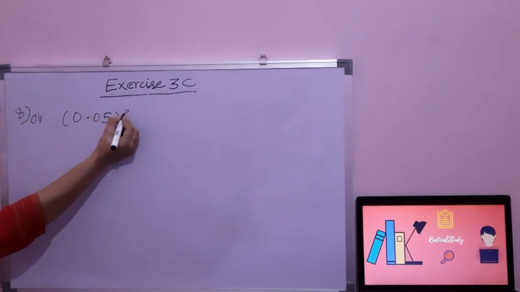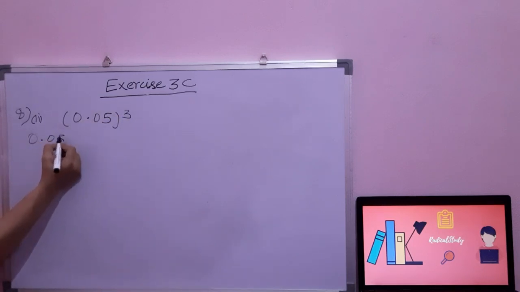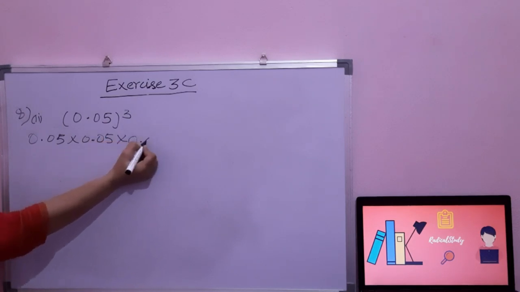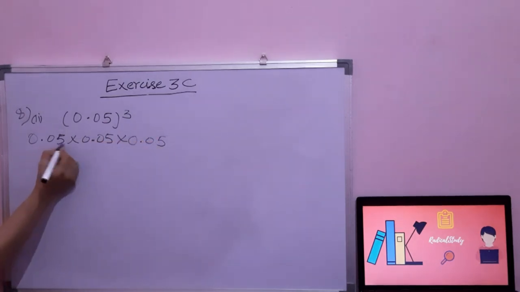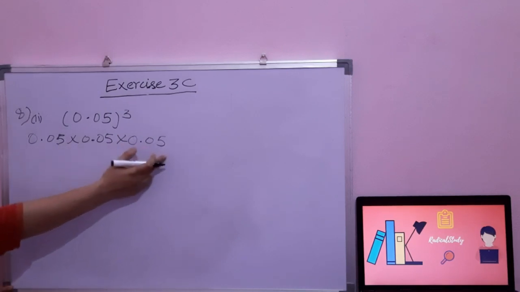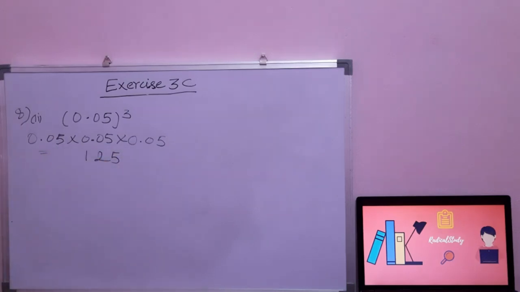So option number 2 says 0.05 to the power of 3. Since 3 is written, how many times do we have to multiply? We have to multiply it 3 times. Now when you remove the decimal completely, you can see that there are 3 fives. So 5 fives are 25 and 25 fives are 125. What is the answer? 125. Now the second step.